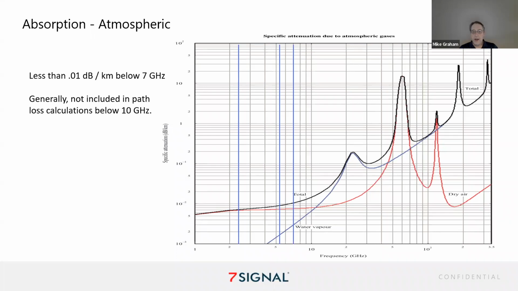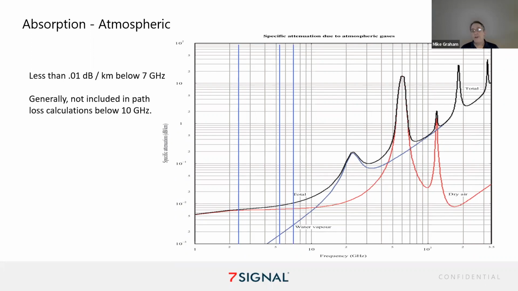And our left column is dB per kilometer. So if you look it up, we're at 1/100th of a dB per kilometer. So typically, it's not something that we consider for links below 10 gigahertz.